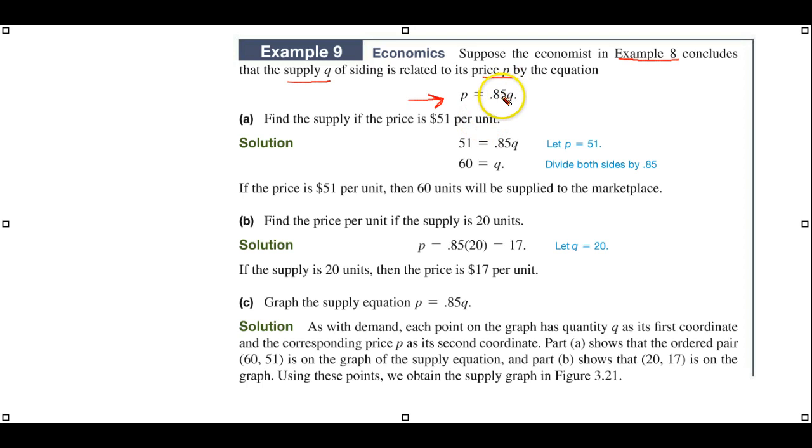Well, maybe that's not 85 cents. That's just the relationship. So price is 51. So 0.85Q equals 51, divide both sides by 0.85, you get Q. The quantity is 60. So if the price is $51 per unit, then 60 units will be supplied to the marketplace. Now, I don't know if you're noticing this in this formula.